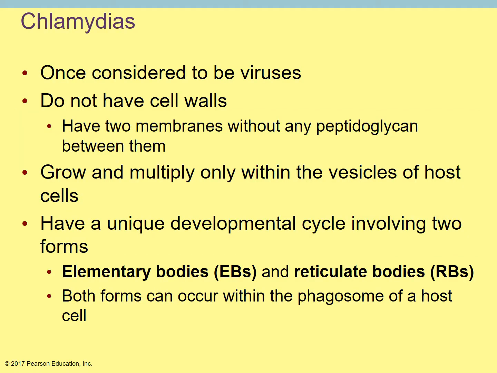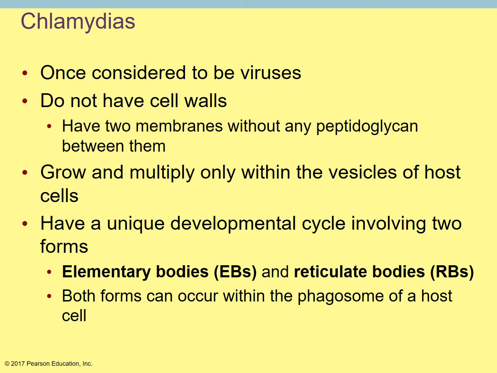Chlamydias do not have a cell wall, and so they were originally thought to be viruses. However, it has been determined that no, they're not viruses, they are bacteria. However, they don't have peptidoglycan in their cell wall. That was kind of the confusing nature of them initially. They will grow and multiply only within vesicles that are contained within the host cell. So they do have kind of a unique cycle to them.